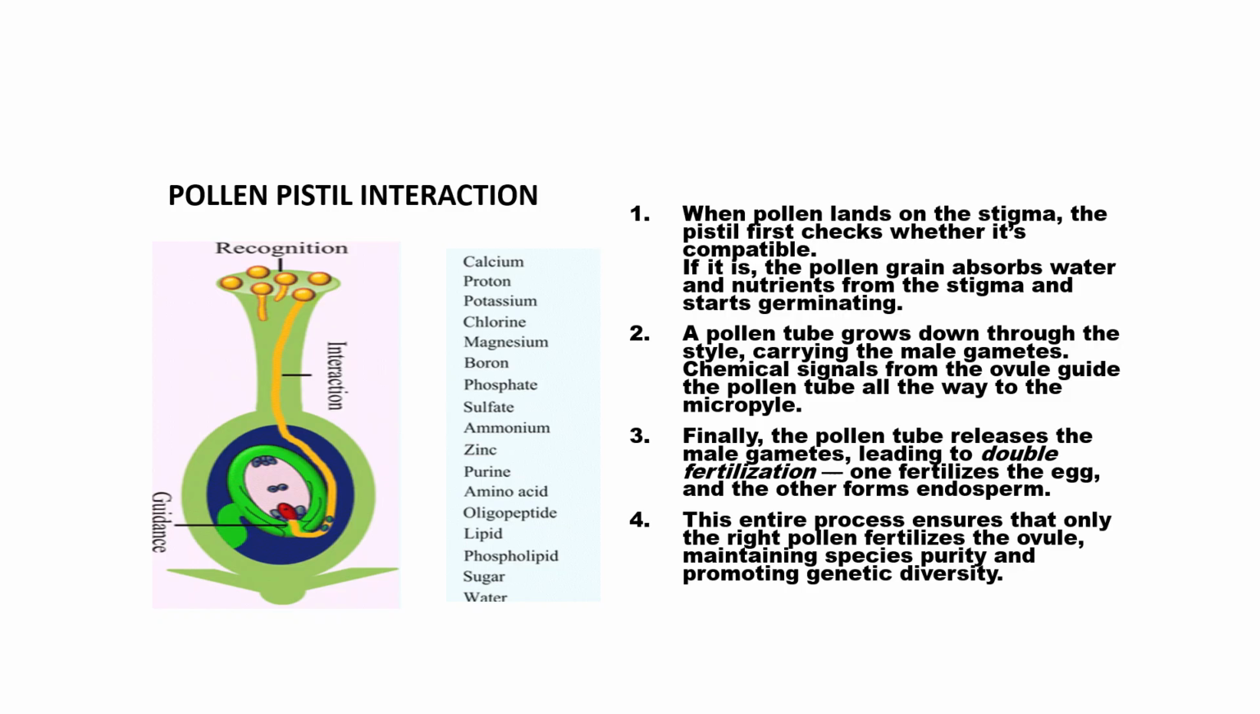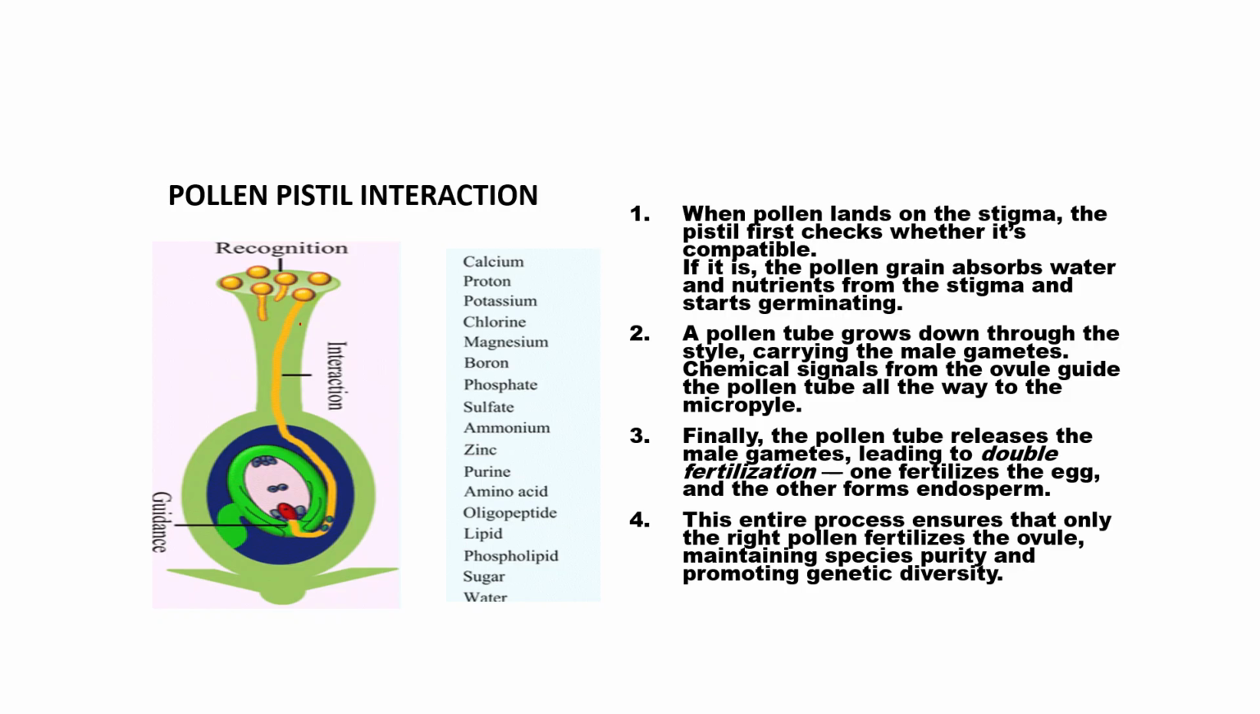So today we'll discuss the concept of pollen-pistil interaction from the chapter Sexual Reproduction in Flowering Plants. So this pollen-pistil interaction refers to the series of physiological and biochemical events that occur from the moment a pollen grain lands on the stigma until the pollen tube reaches the ovule for fertilization.